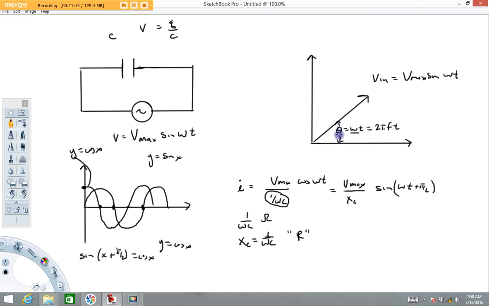So if this is an angle theta or omega t, the current phasor here is pi over 2 ahead of that. So if I draw that current phasor, and I think I did that in red last time, I'm going to do that in red this time. If I draw the current phasor on this picture, it looks something like this. That's the current phasor for this circuit. Now you'll notice that the current leads the voltage, and there's a very simple explanation for that, physically. Hopefully this will make sense.